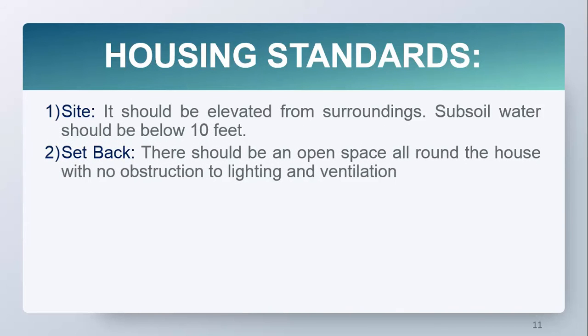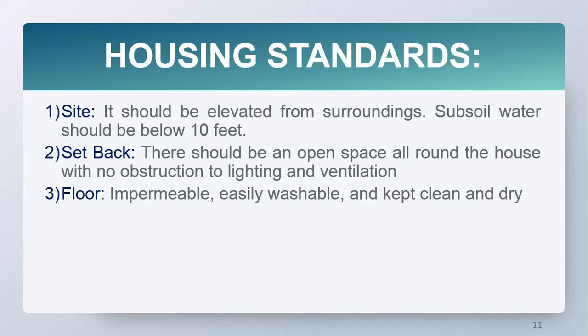Second is the setback. There should be an open space all around the house with no obstruction to lighting and ventilation. So the MCQ that comes into your exam is that the space around the house is called, and the answer is, it is called not veranda, not lawn, not anything else, it is setback. There should be an open space all around the house with no obstruction to lighting and ventilation, and this is called a setback.